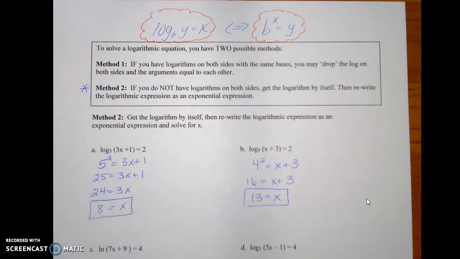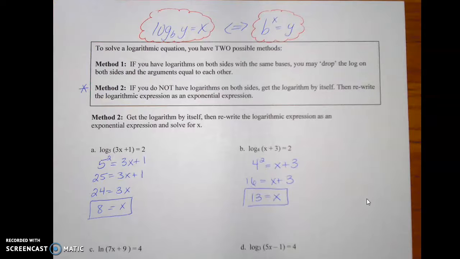Now with all of these, you also want to still make sure that this argument that's sitting in here is always greater than 0. For all of these examples, everything works out fine. For instance, if we put an 8 in here, 3 times 8 is 24 plus 1 is 25. So we're fine here. We don't have any answers that are going to cause us any problems. But you do need to always keep that in mind.